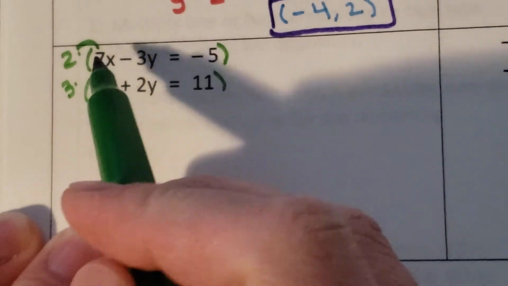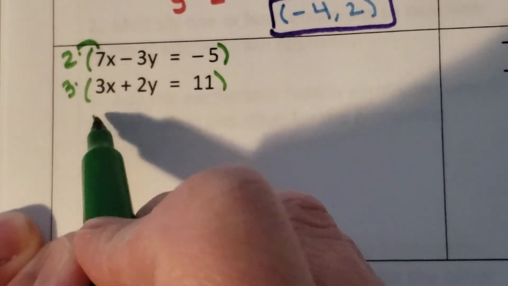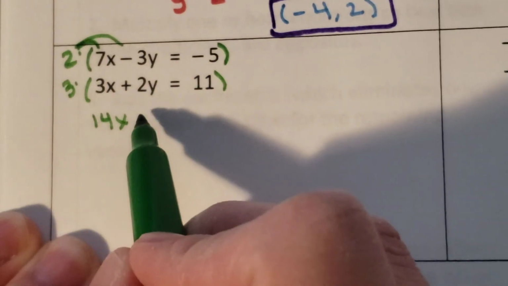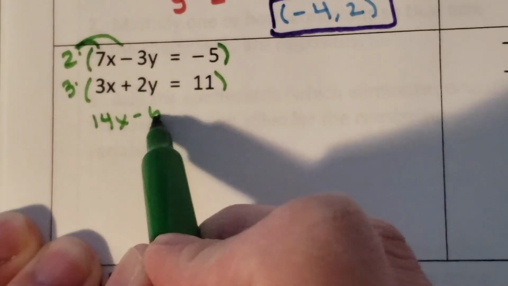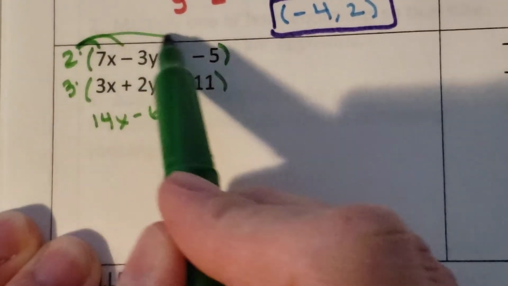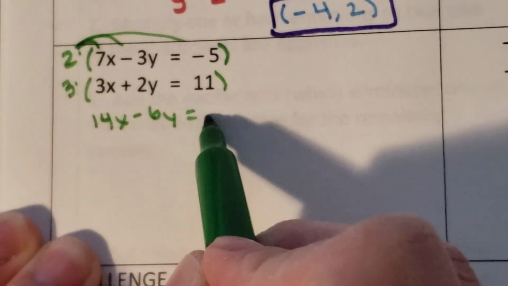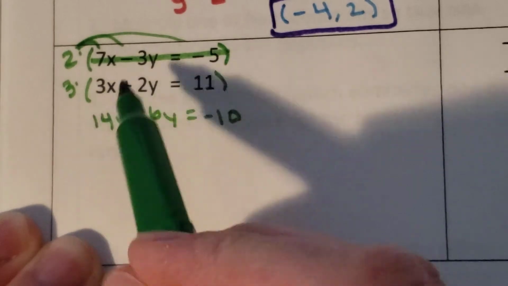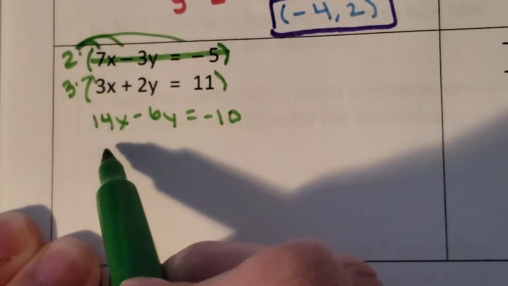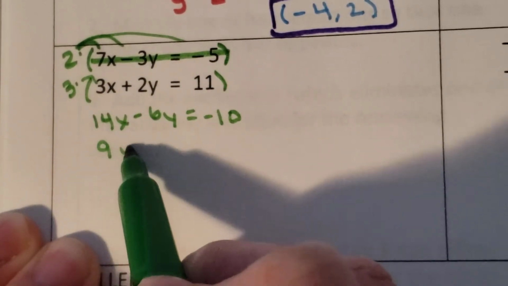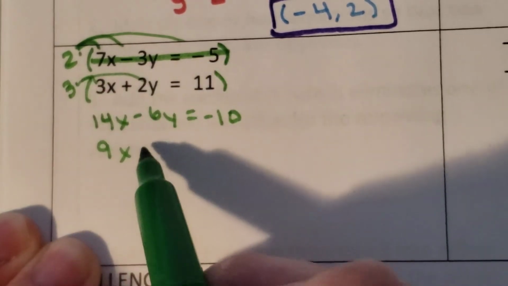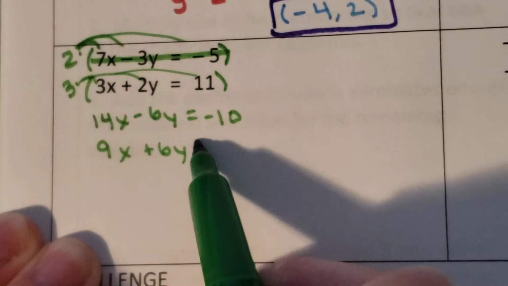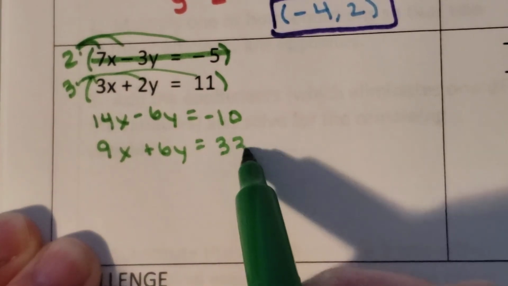So let's try that. 2 times 7x is 14x. 2 times negative 3y is negative 6y. 2 times negative 5 is negative 10. And now I can do the next row. 3 times 3x is 9x. 3 times 2y is 6y. 3 times 11 is 33.